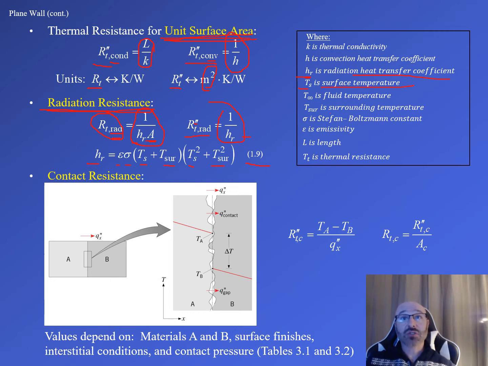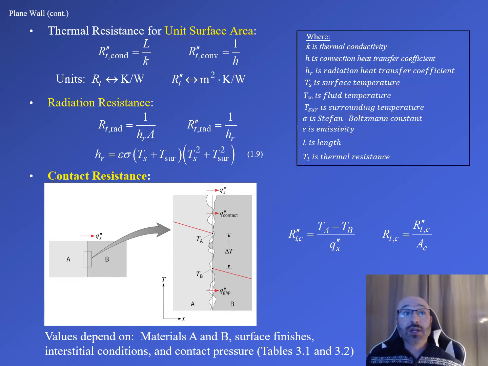Our T surround is the surrounding temperature right there, so we can plug those in. Our epsilon value right here is our emissivity, and our sigma here is the Stefan-Boltzmann constant. So we can plug into this equation and solve for our h sub R term, or our radiation heat transfer coefficient, in order to plug back in up here to our radiation resistance equations above.